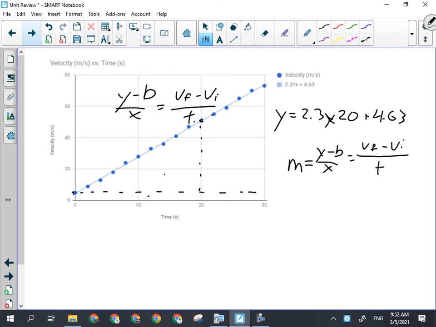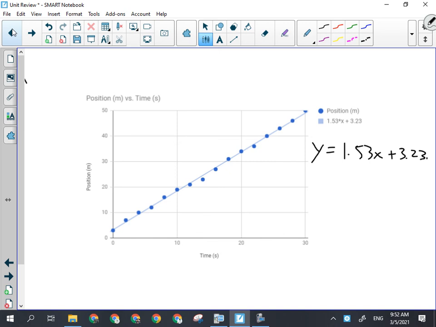And it's the same on a position versus time graph. If I manipulate this one, I've got m equals (y minus b) over x, where y is my final position, b is my initial position. That calculates displacement. x is time. That calculates velocity. So things like that.